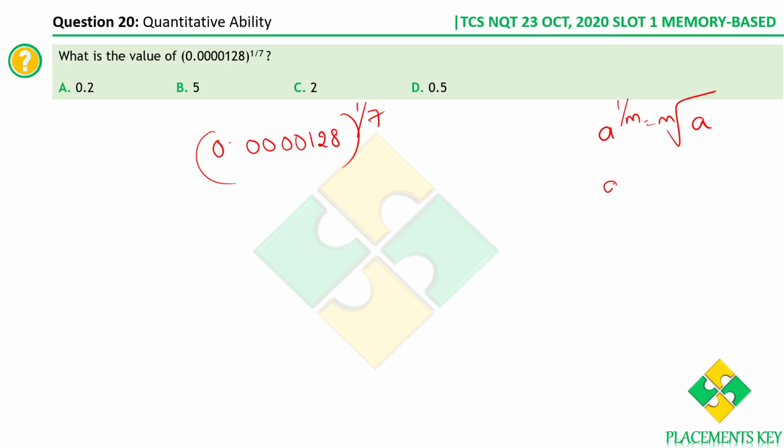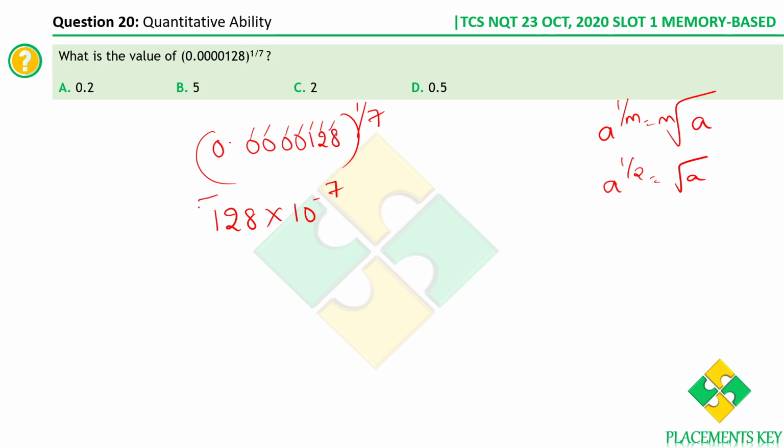Let's say if you have a power 1 by 2, what does that mean? It is the square root of a. Similarly, it is the 7th root of this value. So let's try to write this as 128 into 10 power minus 7. How many digits are there after the decimal? 1, 2, 3, 4, 5, 6, 7. So 128 into 10 power minus 7, because after the point you have it.